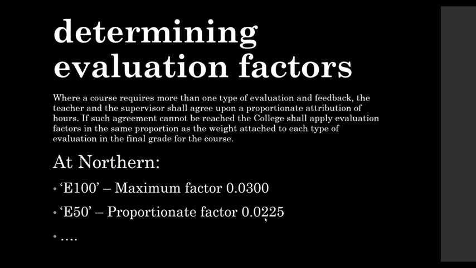It actually has a proportionate factor of 0.0225. So Northern has kind of established their own set factors, and that tends to be what the supervisors tend to go with, just these attributions that have been established over a number of years. That doesn't mean they have to stay with those numbers, but to be honest, they are fairly high. You can see that this E50 is still higher than the middle attribution that's contemplated in the collective agreement.